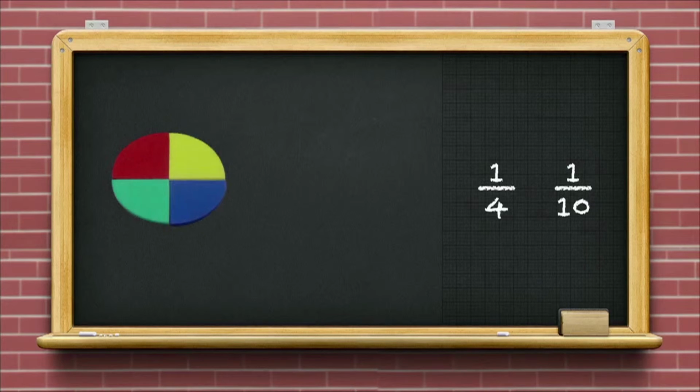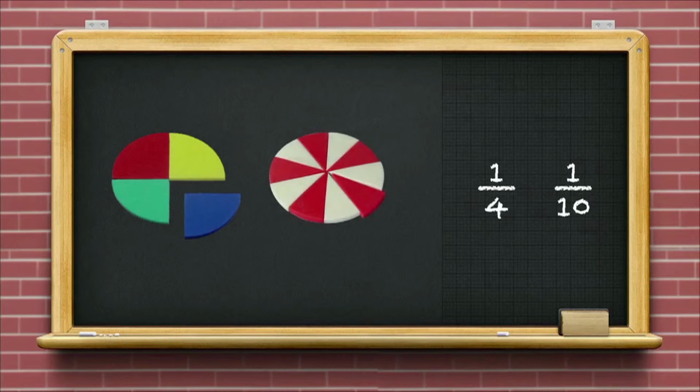What happens when the denominators or the total number of parts are different? In this circle, we have 1 part out of 4 equal parts, or 1/4. In another circle, we have 1/10 or 1 part out of the 10 parts. It is very clear that 1/4 is greater than 1/10.